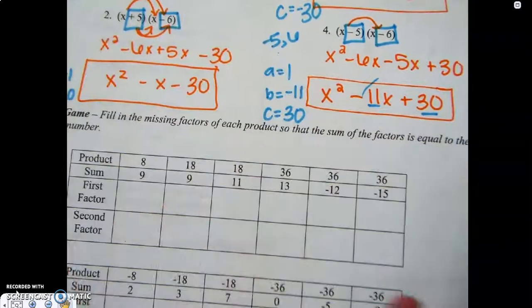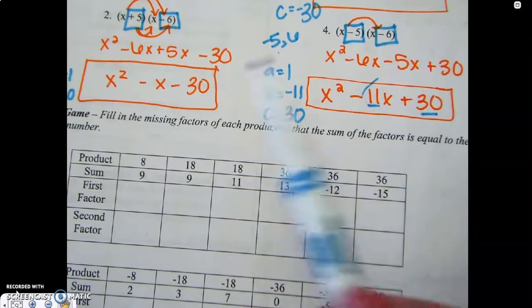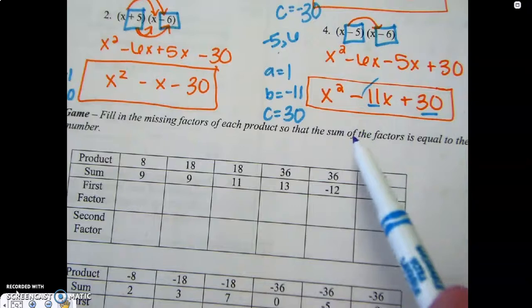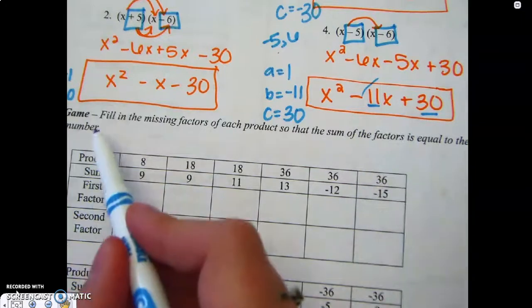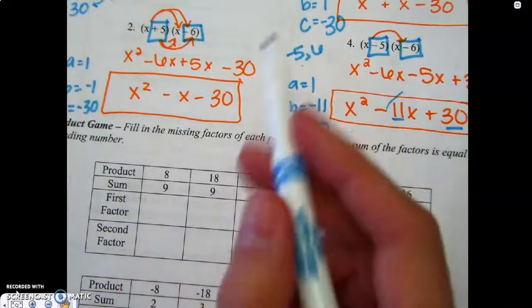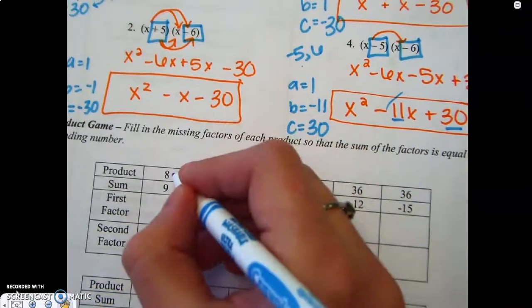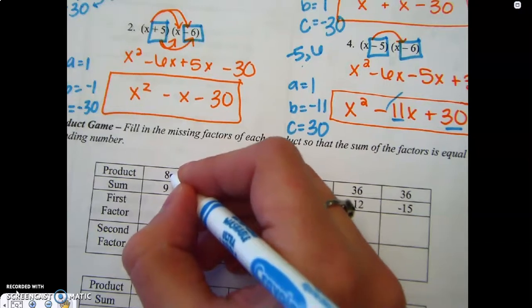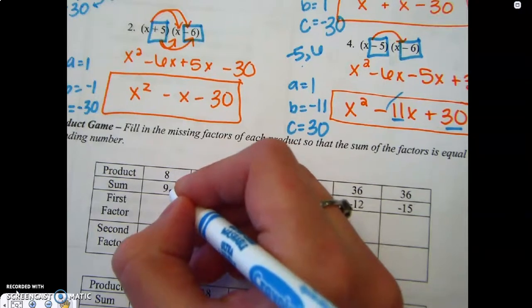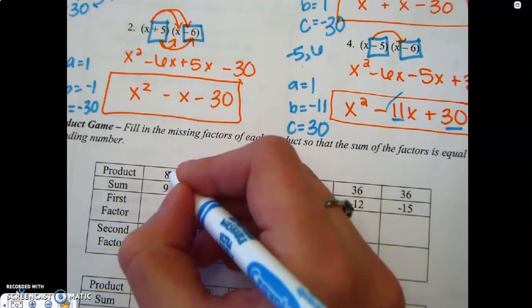This is called the sum and product game, and you'll use it every time you factor an expression. It says fill in the missing factors for each product so that the sum of the factors is equal to the corresponding number. So for example, I want two numbers that have a product of 8, but when I add them together, they equal 9.